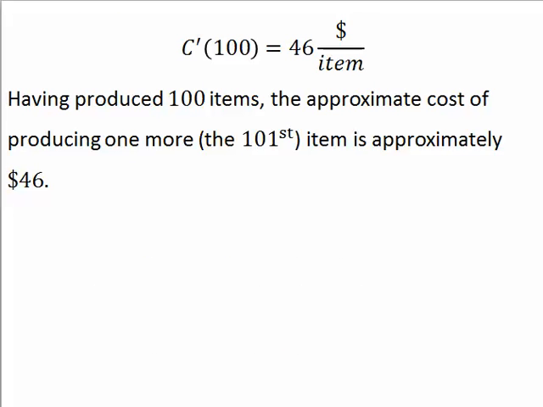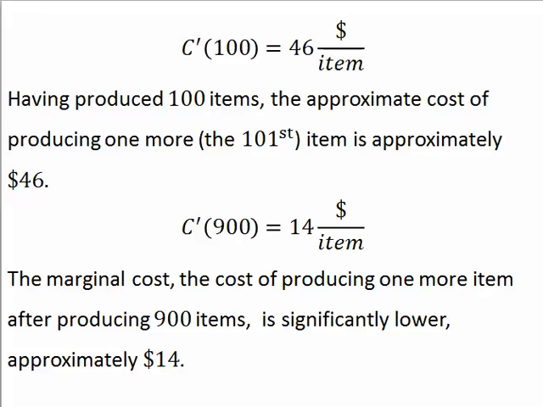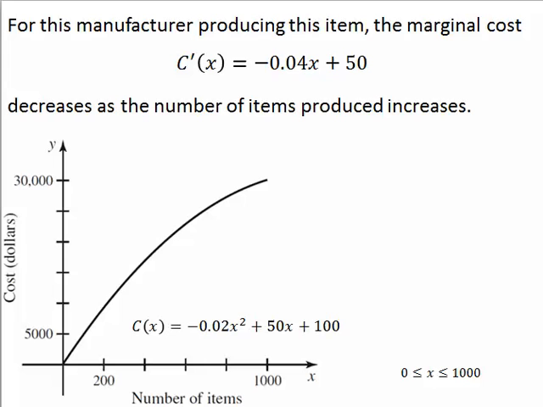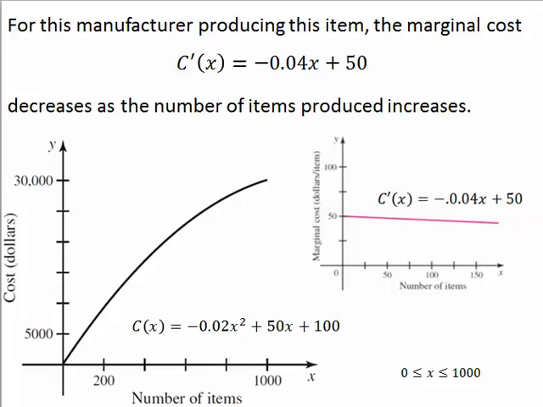So having produced 100 items for this particular cost function, the approximate cost of producing one more item is about 46. If, however, you have produced 900 items, then producing just one more item is only 14, significantly lower. So for this manufacturer producing this item, the marginal cost decreases as the number of items produced increases. And if I show you the graph of marginal cost, you can see that it is a decreasing function. Take care, and I'll see you in the next section.